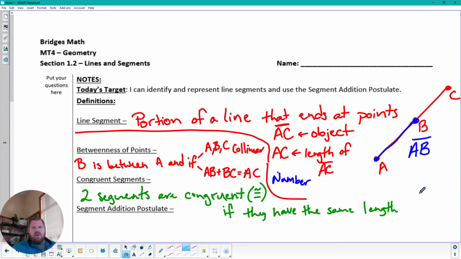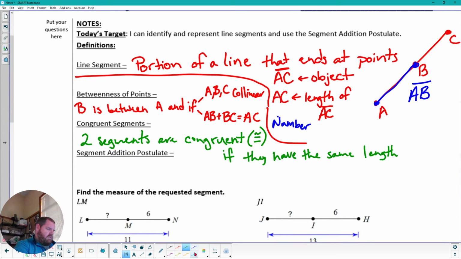Because there's not a whole lot to congruent when it comes to segments. They don't have to be facing the same way. They don't have to be put end to end. They don't have to be stacked on each other. There's no other rule other than they're the same length. They have the same measurement. Then they would be congruent. Okay.